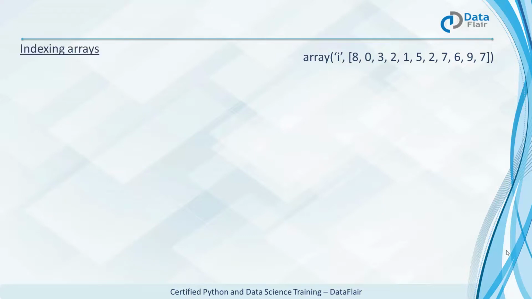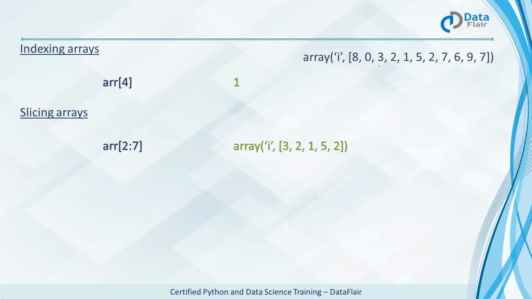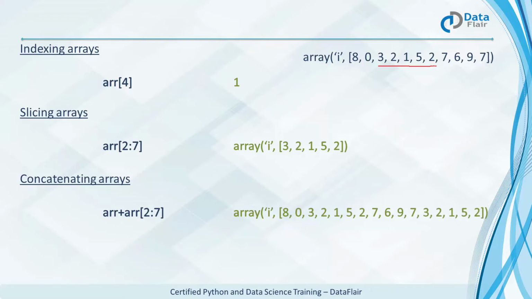Like lists, we can also index arrays. Indexing begins at 0. arr[4] is 1. We can also slice it. From indices 2 to 6, we get the array with the values 3, 2, 1, 5, and 2. Concatenating the array with a slice of indices 2 to 6 joins the two.